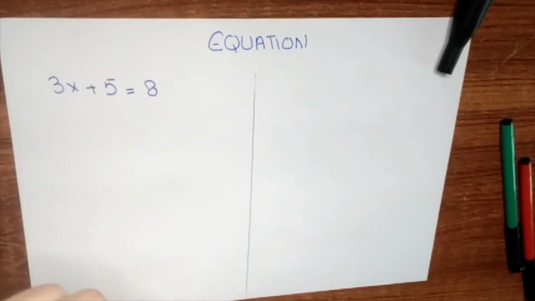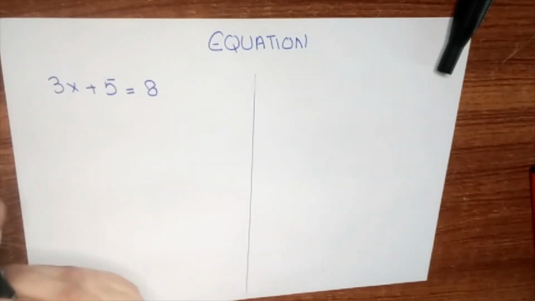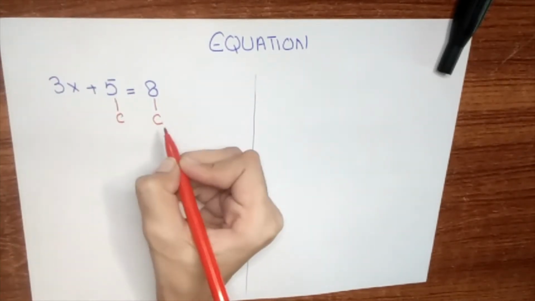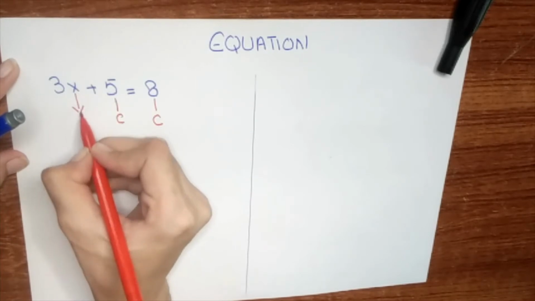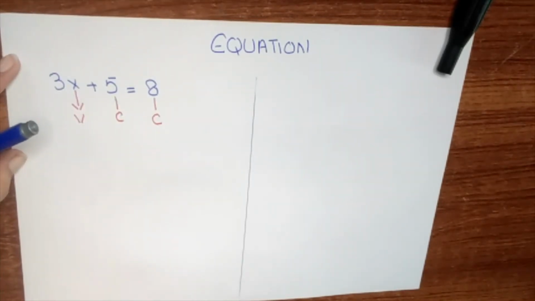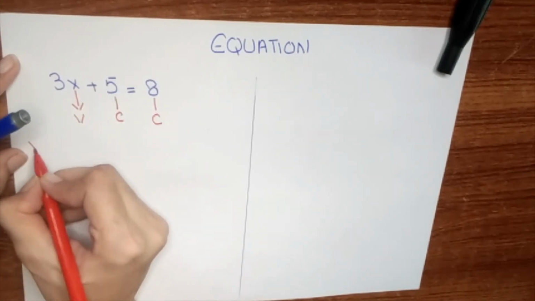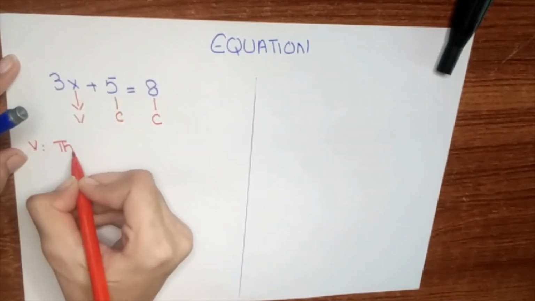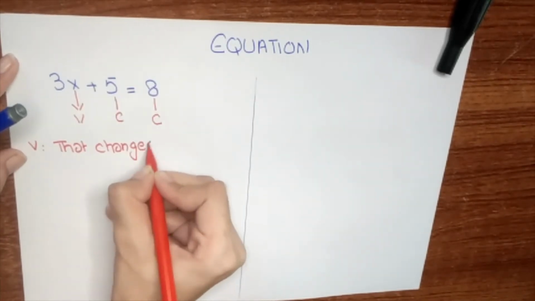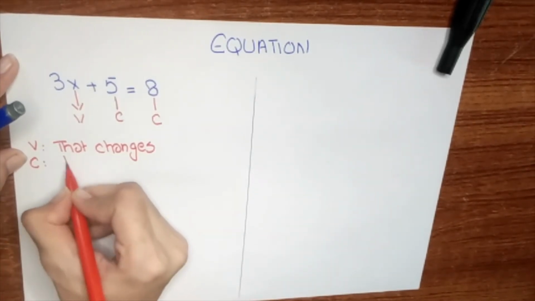In this equation, we have two things: constants and a variable. 5 is a constant, 8 is a constant, and x is the variable. What are variables? Variables are the values that change. And constants are the values that don't change.